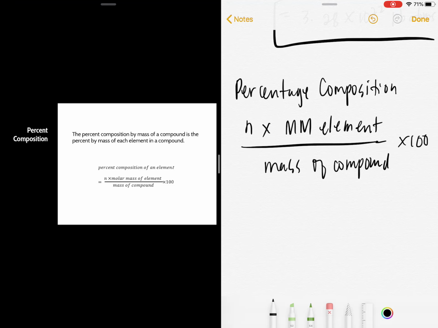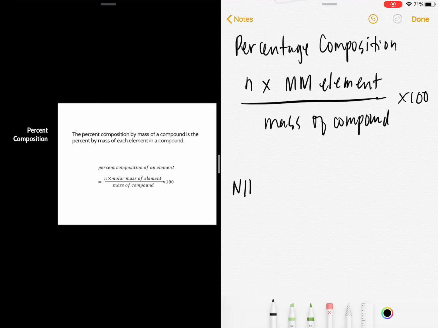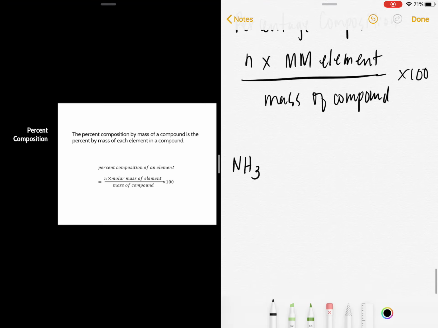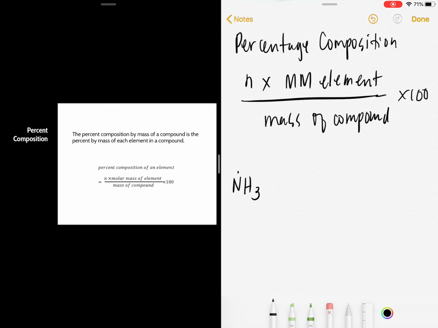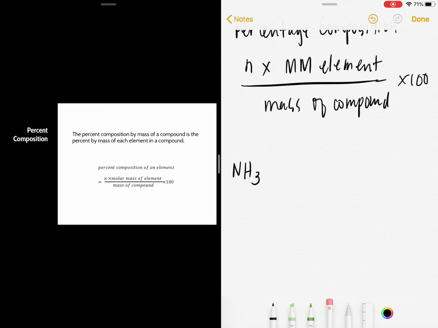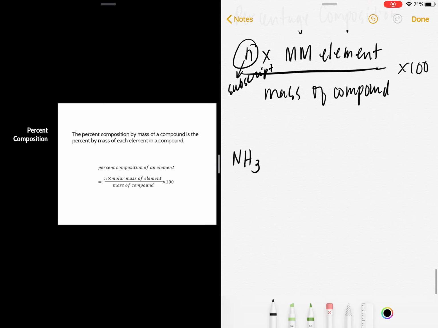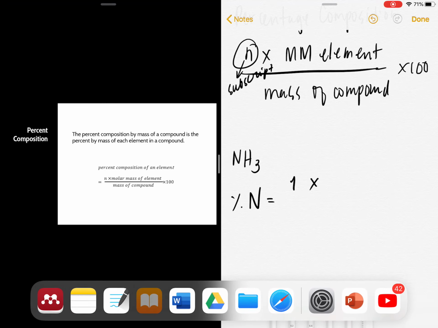Okay? So, for example, you were asked to get the percentage composition of ammonia. Pag sinabi natin percentage composition per element ito, dalawa yung calculation natin. % nitrogen, % hydrogen. So, i-elaborate ko lang yung ating formula. N is the subscript. This is the number of atoms. So, if you're going to get the percentage composition of nitrogen, ano yung subscript ng nitrogen mo? It's 1 times the molar mass of the element.